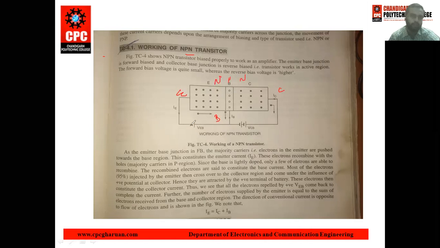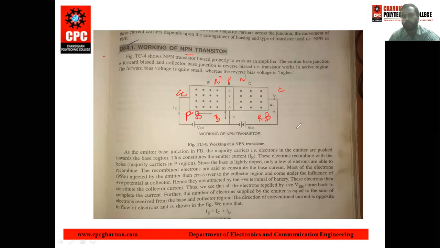The negative terminal is connected with the negative terminal of the battery, and the positive terminal is connected with the positive terminal of the battery. That condition is known as forward bias. That means the base-emitter junction is forward biased. And on this side, P is connected with the negative and N is connected with the positive. That condition is known as reverse bias. That means the base-collector junction is reverse biased and the base-emitter junction is forward biased.